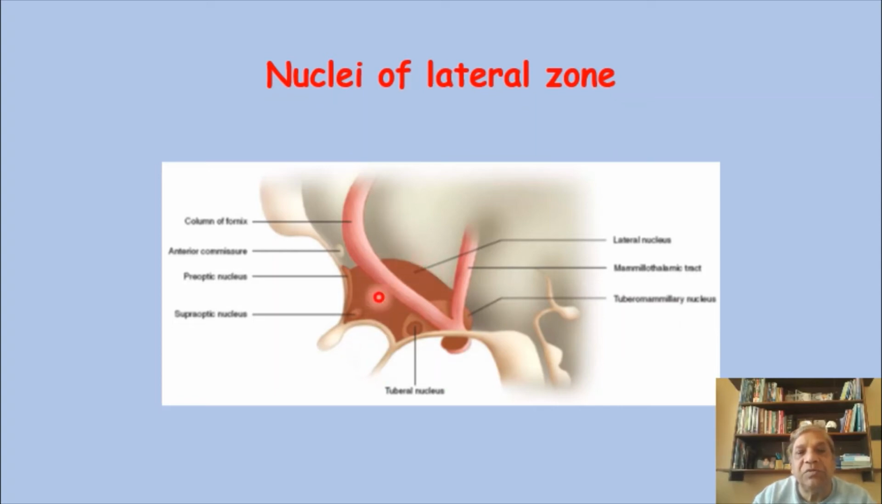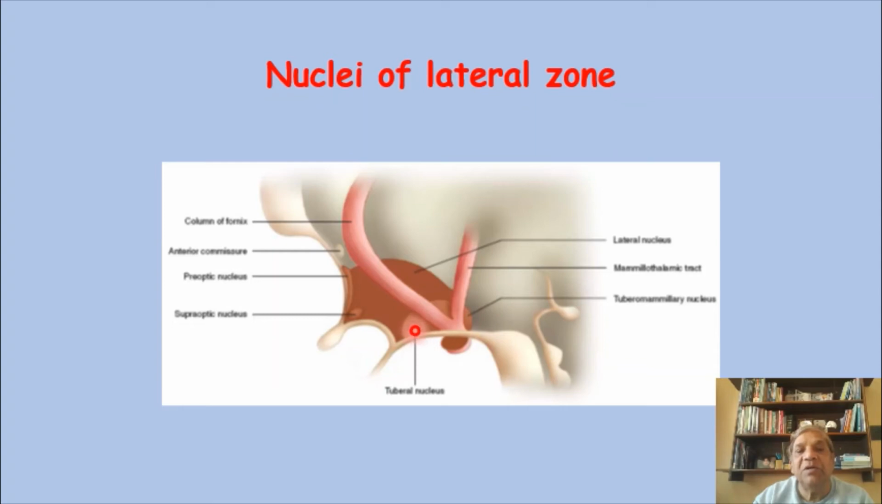a large nucleus present, extending right from the supraoptic region to that of the mammillary region. Very large nucleus, and this is called the lateral nucleus. Now if you see some of these nuclei from anterior to posterior, which are just placed superficial to that lateral nucleus, this is the preoptic, which was also present in the medial zone. This is the same preoptic, but here a new nucleus has come, which is called the supraoptic nucleus. There was suprachiasmatic, this is supraoptic nucleus.